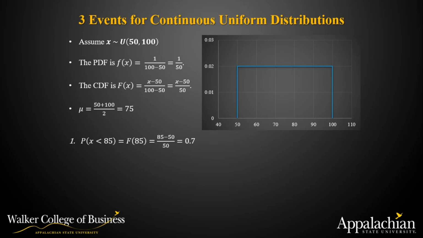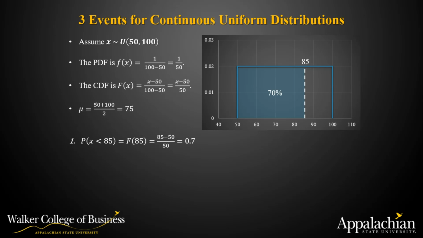So the first type of event that we're going to consider is the chances of our random variable x being less than some value. In this example, we're going to calculate the probability that x is less than 85, which is just equal to the CDF, capital F, evaluated at 85. We can see this is just equal to 85 minus 50 divided by 50, or in other words, 70%.